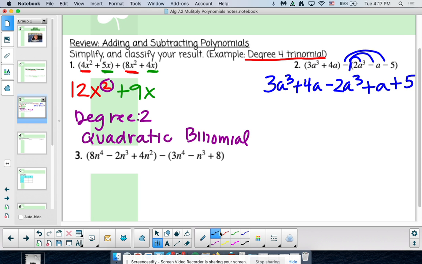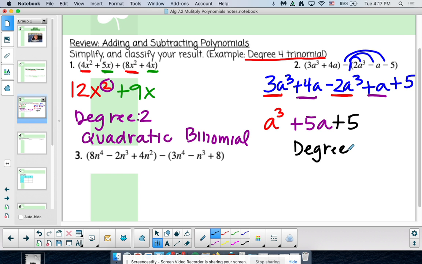Now from here, folks, add our like terms. 3a cubed minus 2a cubed is just an a cubed. Your a's, 4 plus 1 is 5a. And then we just have our lonely little 5 over here. We can't combine it with anything, so that's how it stays. Now our degree. What's our highest degree, you guys? It's a 3, which we know is called a cubic. And since there's 1, 2, 3 terms, it is a trinomial.